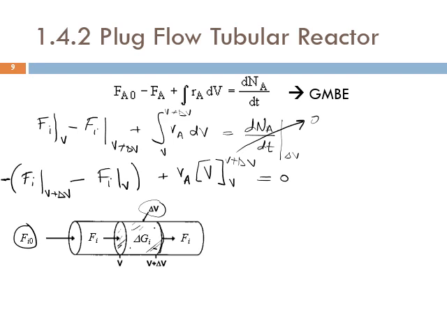Okay, so let's continue. So now we have minus Fi evaluated at V plus delta V minus Fi evaluated at V, correct, equals R. Okay, sorry, if I used I, then the rate of reaction also has to be for species I. Doesn't matter, we want to stick to I or A, but I started with I, so everything should be I. Times V evaluated at V plus delta V minus V, so that will be delta V, equals 0. Now let's divide by delta V.